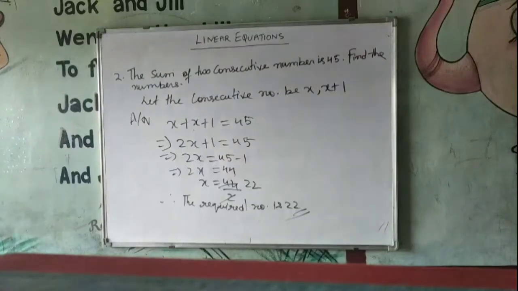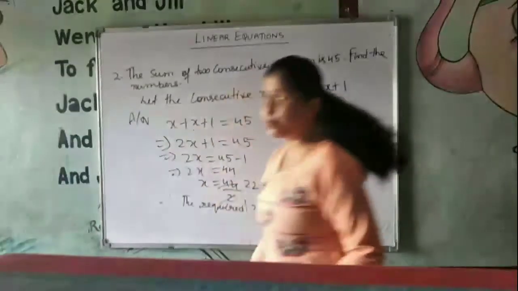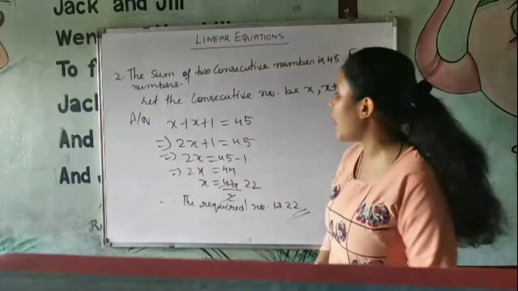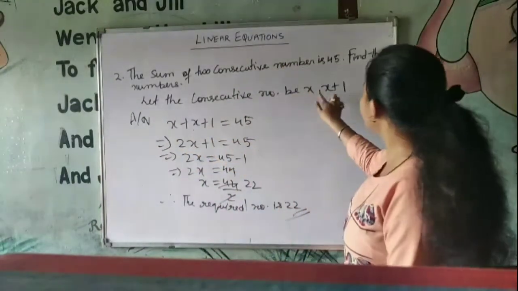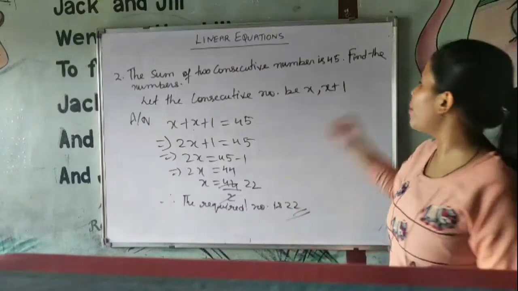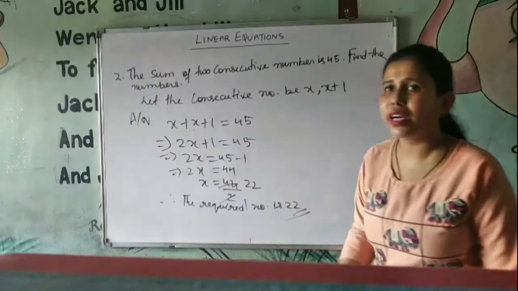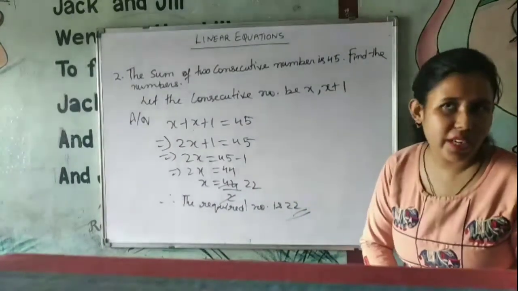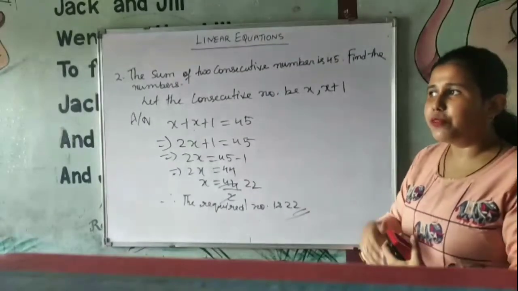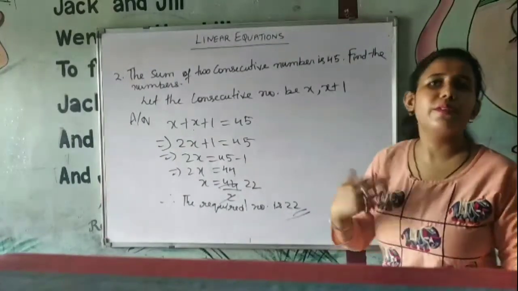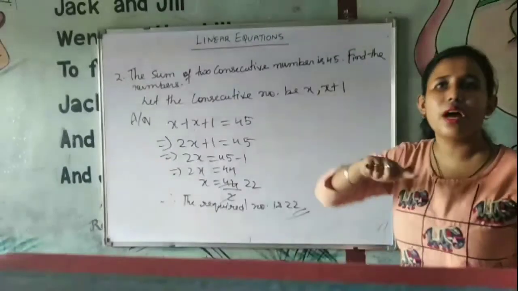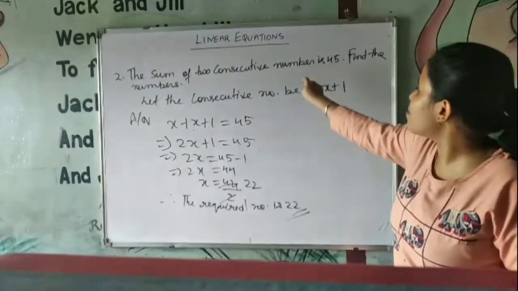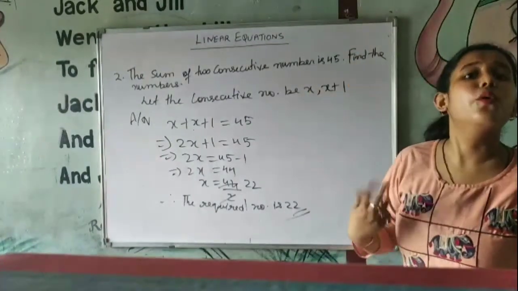You please take the screenshot. I will explain each and every step. How is this one kept? Consecutive number. Why have I considered x and x plus 1? Consecutive means one after another. If you are considering 1 after 1, you are getting 2. How did this 2 come? 1 plus 1. So that's why x and x plus 1.